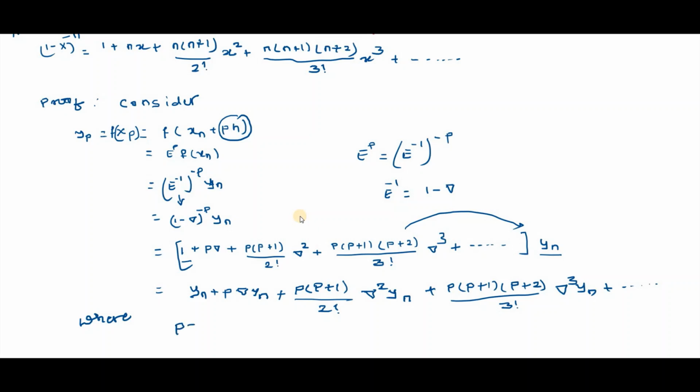where p we can write as xp minus xn divided by h, since we know that xp is equal to xn plus ph, which is already given in the statement. So this is the required formula for Newton's backward interpolation formula.